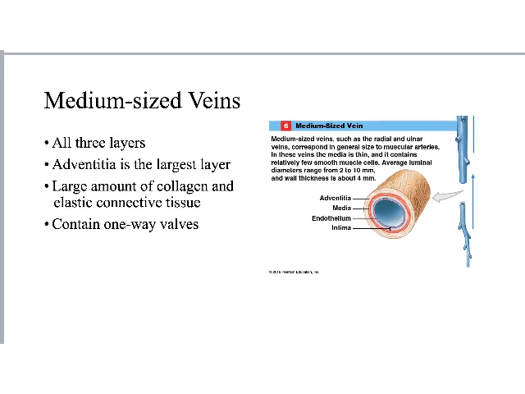So there's a lot of collagen and elastic tissue there. And we start to get one-way valves, and these valves are going to be important for directing blood flow back to the heart. We'll see here in a picture. But these valves begin in these medium-sized veins.